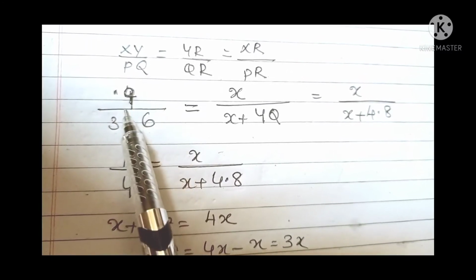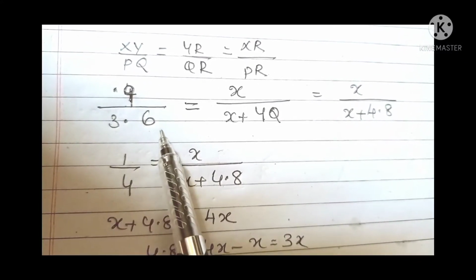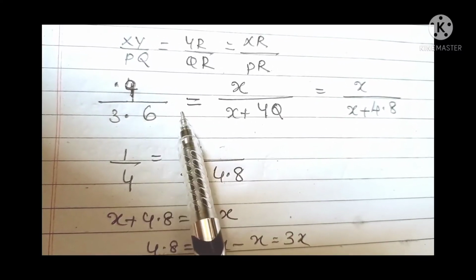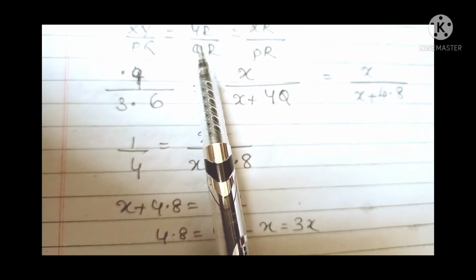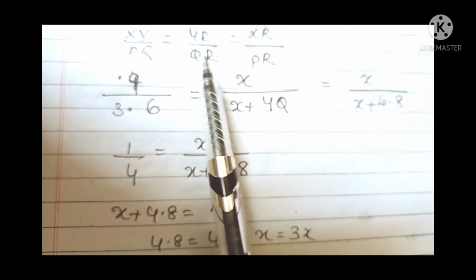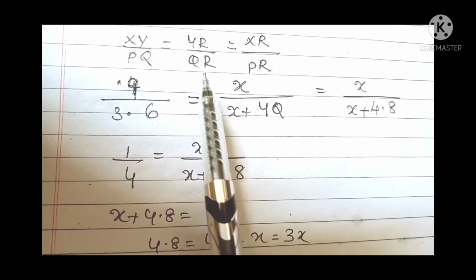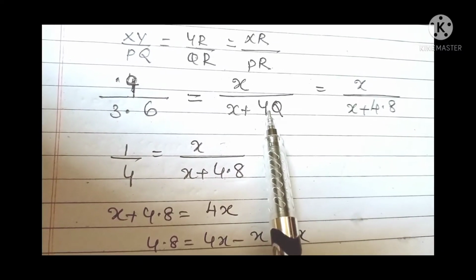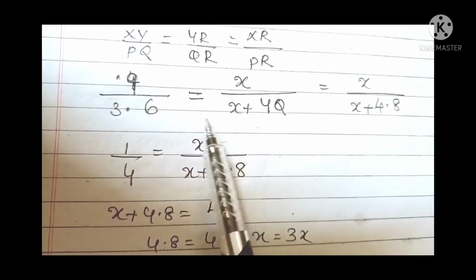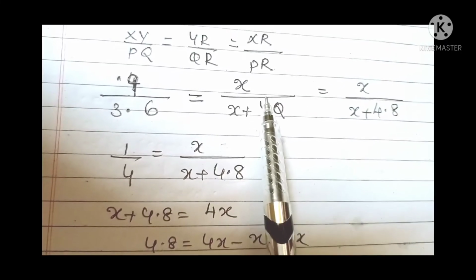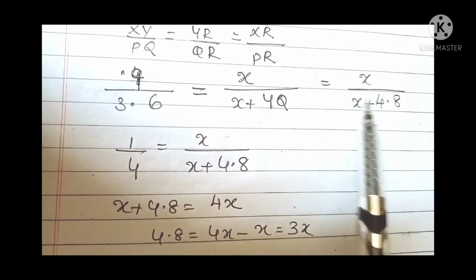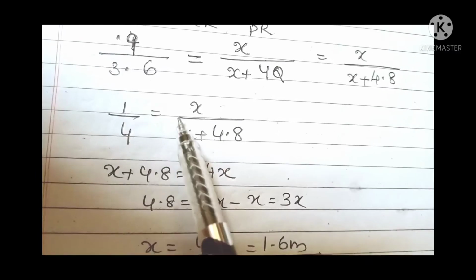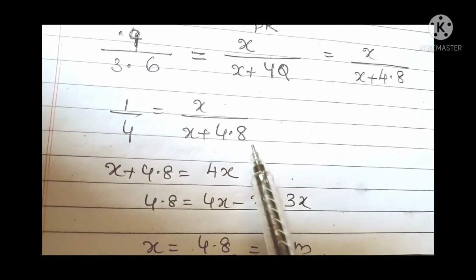We have XY as 0.9 by PQ, the height of the lamppost, which is 3.6, equal to YR, taken as X, by QR, which is the total distance of X and the distance from the lamppost. So X by X plus YQ. Since YQ we got as 4.8, so X by X plus 4.8. Since 0.9 by 3.6 is 1 by 4, 1 by 4 is equal to X by X plus 4.8.